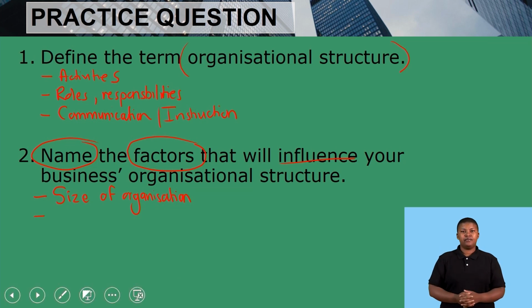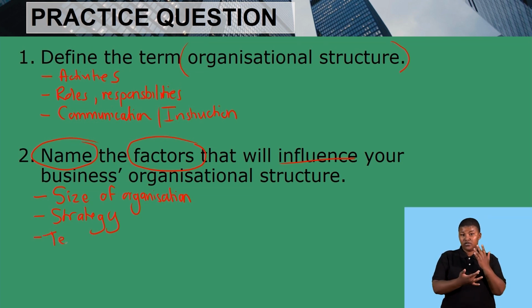The second thing that will have an influence, of course, is the strategy we use. The third factor will be the technology we have available. Maybe everybody's working from home, then the structure will look a lot different. Not technological, it's technology. And then lastly, the resources we have available. How many employees do we have? If we've got a lot of employees, we'll again have a more elaborate structure. So this is then question 2, where we name the factors.